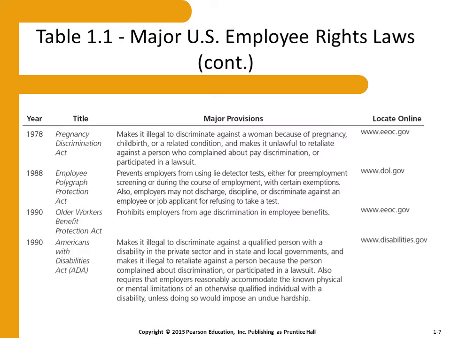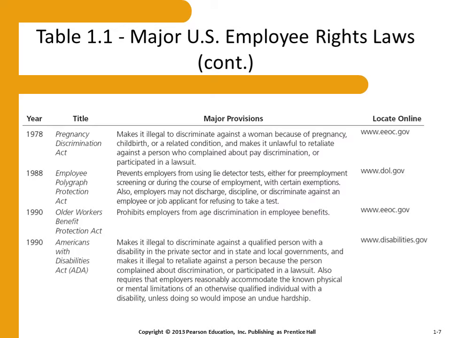So, for instance, an employer cannot refuse to provide medical coverage for older workers, knowing that those older workers, because of age-related risk, might have more frequent and perhaps more expensive medical claims. So that's illegal under the 1990 Act. And then the ADA, or Americans with Disability Act, makes it illegal to discriminate against a qualified person with a disability in the private sector and in state and local governments, and illegal to retaliate against a person because a person complained about discrimination or participated in a lawsuit.